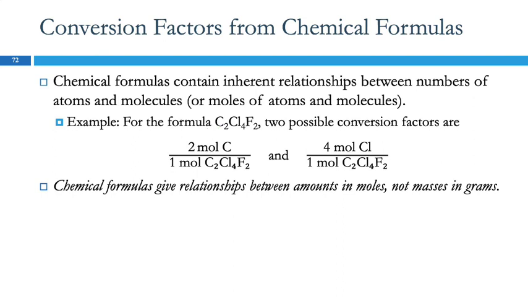So if I have a mole of it, then I've got 2 moles of carbon to 1 mole of the compound. I could look at the chlorine instead. Well, there are 4 chlorines for every molecule. So 4 moles of chlorine to 1 mole of compound. Okay? This is important. Chemical formulas give us relationships between amounts in moles, not masses in grams. Sometimes it would make the calculations easier if it was the other way, but it isn't, so there it is.